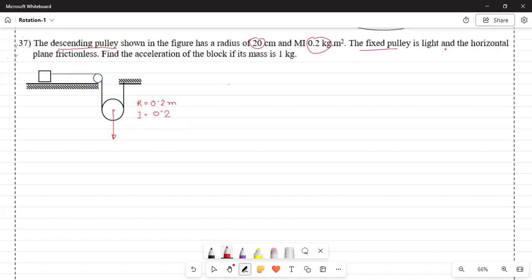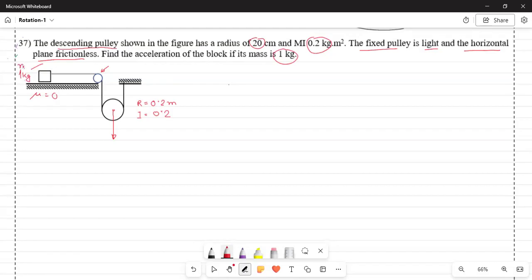The fixed pulley is light. That means this pulley is not a part of the system. It's just a roller and the string rolls over it. And the horizontal plane is frictionless. So this plane is frictionless. That is good, friction is gone. Find the acceleration of the block. This is the block, and its mass is 1 kg.